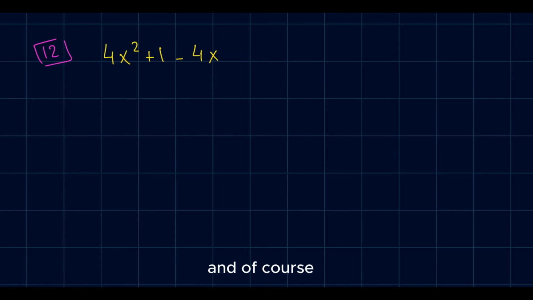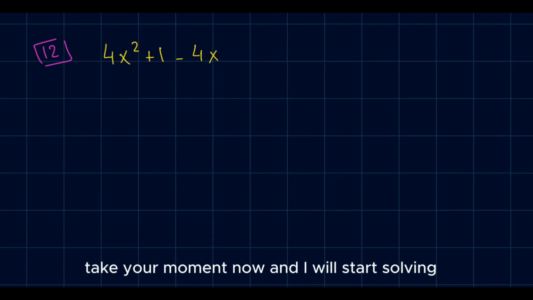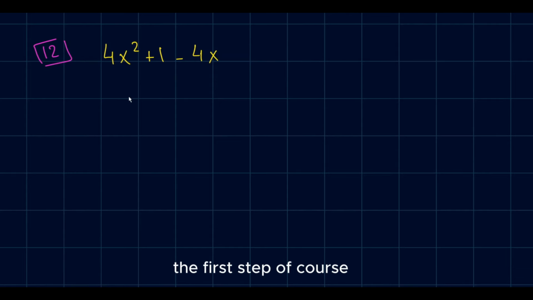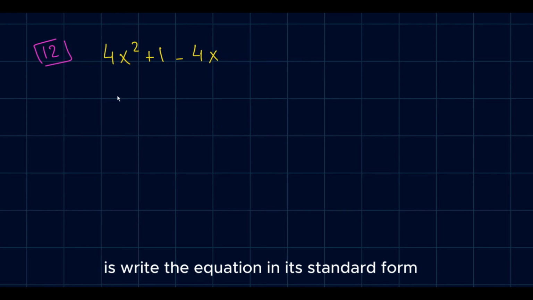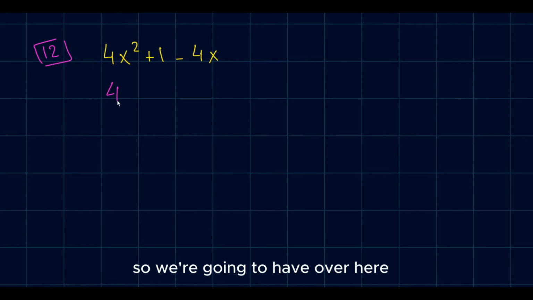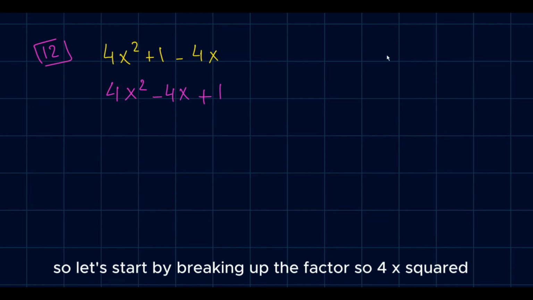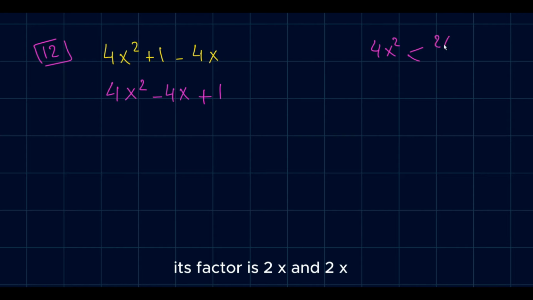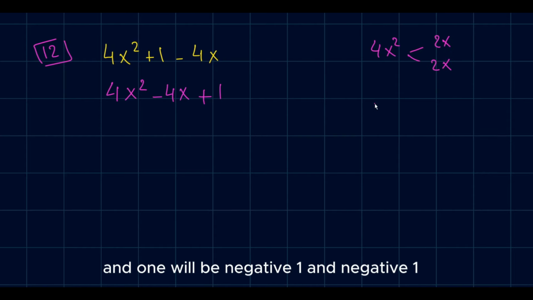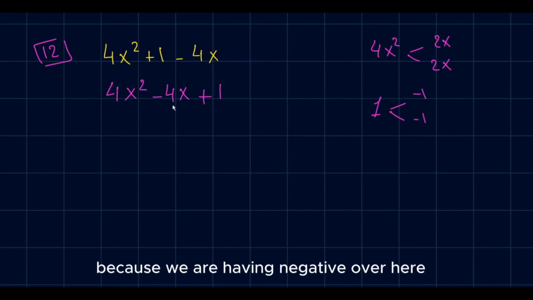Question number 12 is 4x squared plus 1 minus 4x. And of course, take your moment now, and I will start solving. First step, of course, is write the equation in its standard form. So we're gonna have over here 4x squared minus 4x plus 1. So let's start by breaking up the factors. So 4x squared, its factor is 2x and 2x, and 1 will be negative 1 and negative 1 because we are having negative over here.